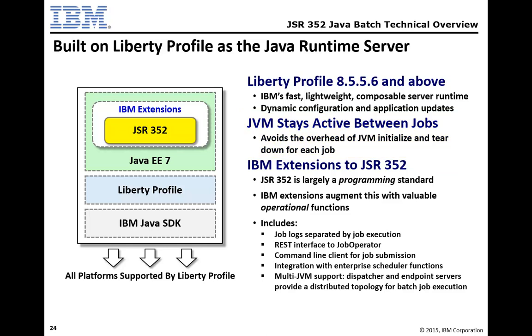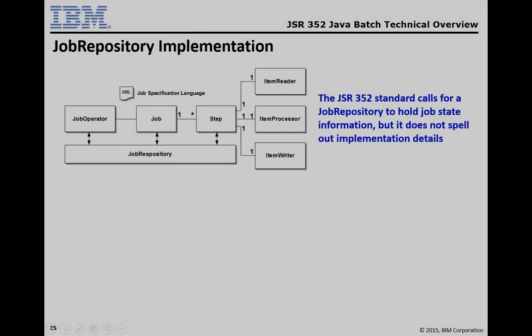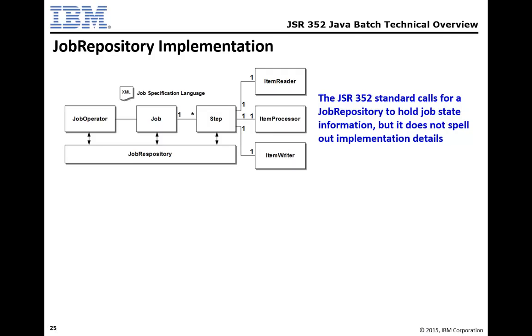As we mentioned, the JSR352 standard is focused on the programming aspects of Java batch. IBM has extended the standard with quite a few operational extensions. We're going to cover what these extensions are for the rest of this presentation. The JSR352 standard calls for a job repository to be available, but the standard does not spell out details about how it should be implemented.